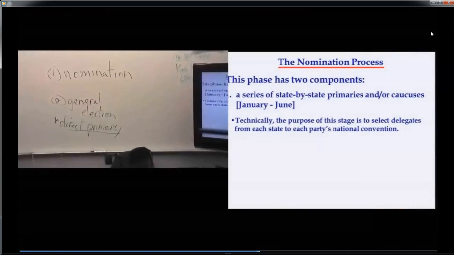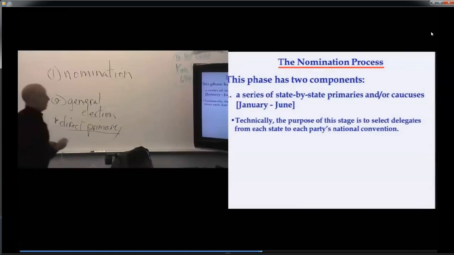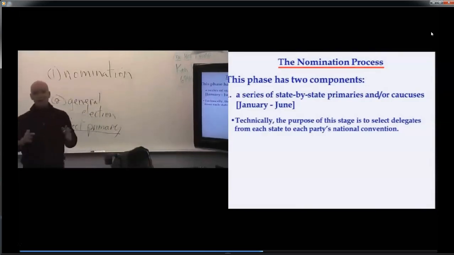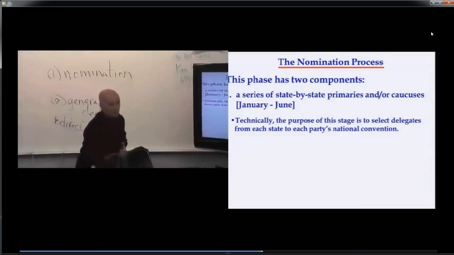Okay? So, the nomination process that the Democratic Party uses, the nomination process that the Republican Party uses for their presidential candidates doesn't involve the use of a direct primary. It involves the use of what we call preference primaries, presidential preference primaries. Okay? The purpose, whether we're talking about primaries or caucuses, presidential preference primaries or caucuses, is to select delegates to attend the party's national nominating convention.